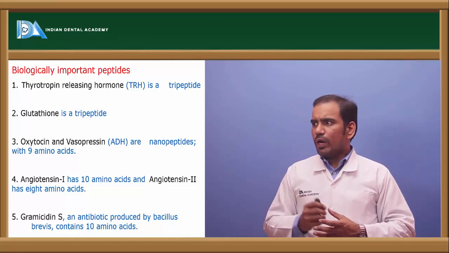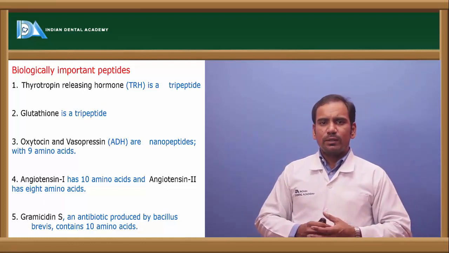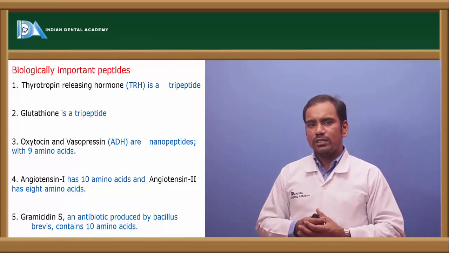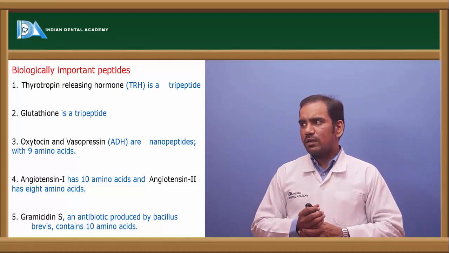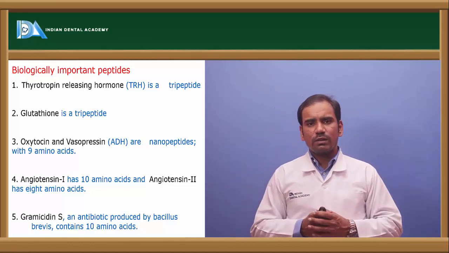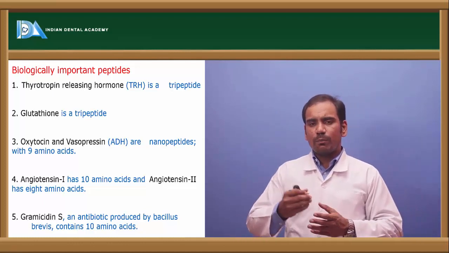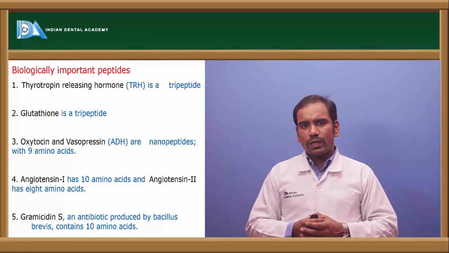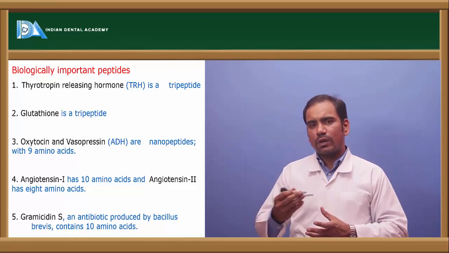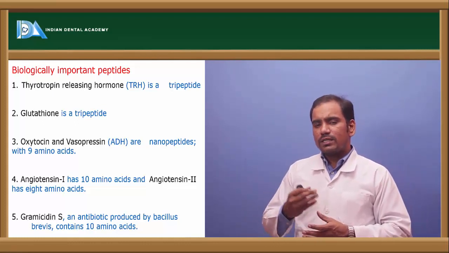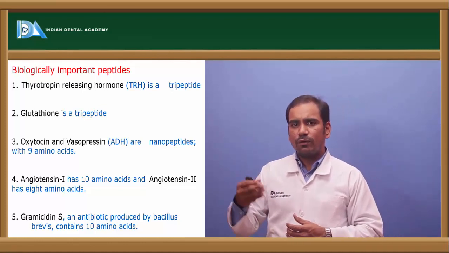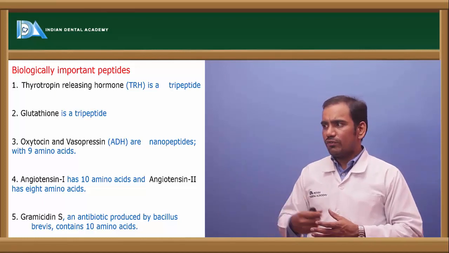Now coming to biologically important peptides. We have seen that proteins are biologically active, but there are some peptides which have some important functions. Such peptides we call biologically important peptides. Generally these peptides have 3 to 10 amino acids in their structure. If a peptide has 3 amino acids, we call it a tripeptide. If it has 4 amino acids, a tetrapeptide. 6 amino acids, hexapeptide. 7 amino acids, heptapeptide. Like that, based on the number of amino acids, we have different types of peptides.